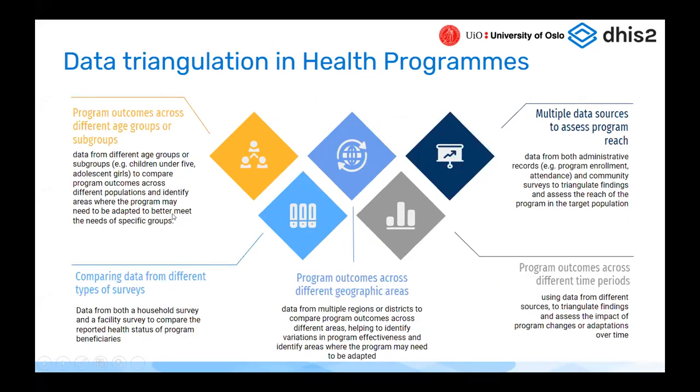Of course, in health programs, there are different kinds of triangulation that you might want to do. You can do program outcomes across different periods, so you might want to triangulate what happened this year and last year together with other types of information. You might want to look at different age groups and subgroups, and then different program outcomes among age groups. Also very important is comparing data from different types of surveys and triangulating this data on top of your routine information, like coverage, or any kind of results of activities that you might do, either in facilities or communities.